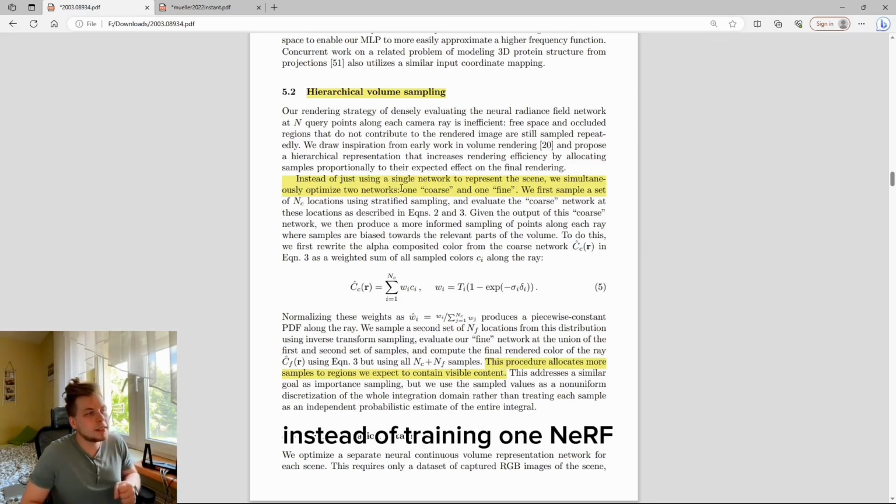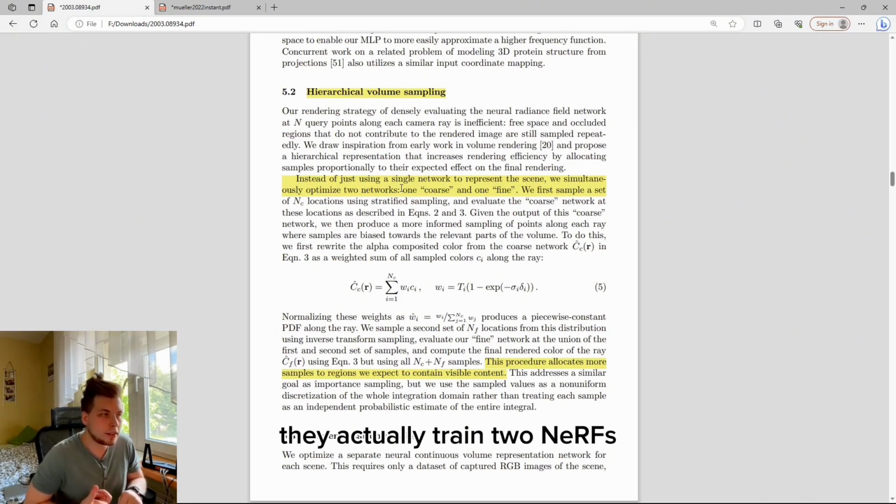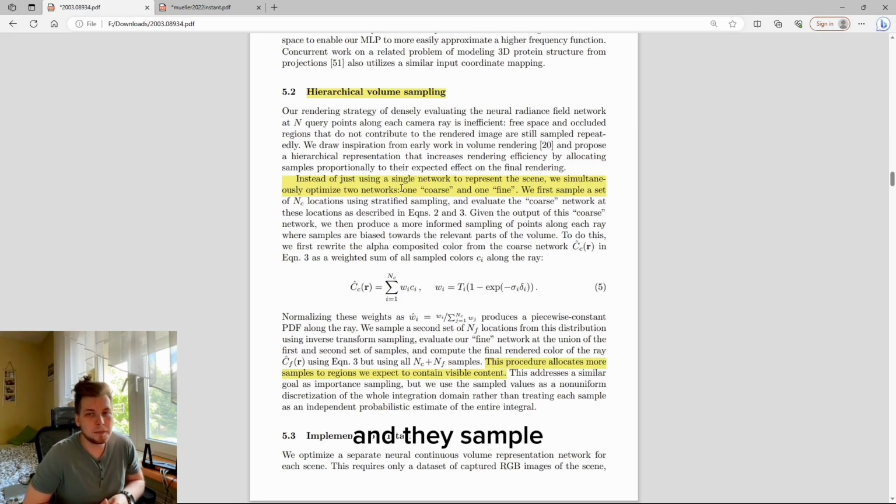Instead of training one NeRF, they actually train two NeRFs, so two sets of weights in parallel, and they sample points using one of the NeRFs. They call it the coarse NeRF.